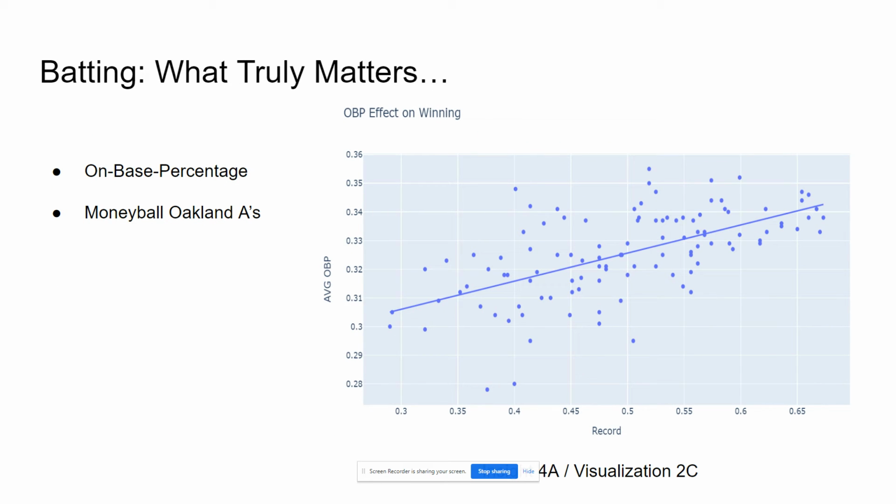Moving to batting statistics, I wanted to look at two statistics that benefit teams and two that have little effect. First, let's look at on-base percentage. This was the statistic that the 2002 Moneyball A's focused on. It is, put simply, the percent chance a player gets on base.